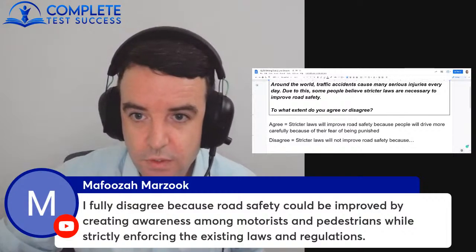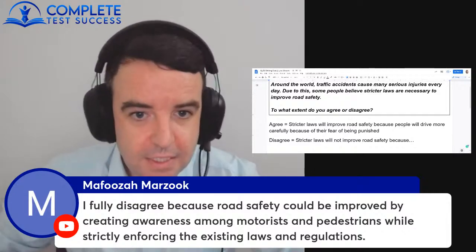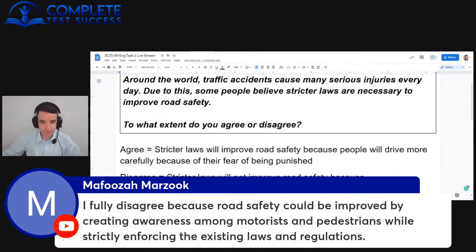Okay, so Mafusa, let's have a look. "I fully disagree." Okay, so you've gone the other side. That's good. So this might be easier. "I fully disagree because road safety could be improved by creating awareness among motorists and pedestrians while strictly enforcing the existing laws and regulations."